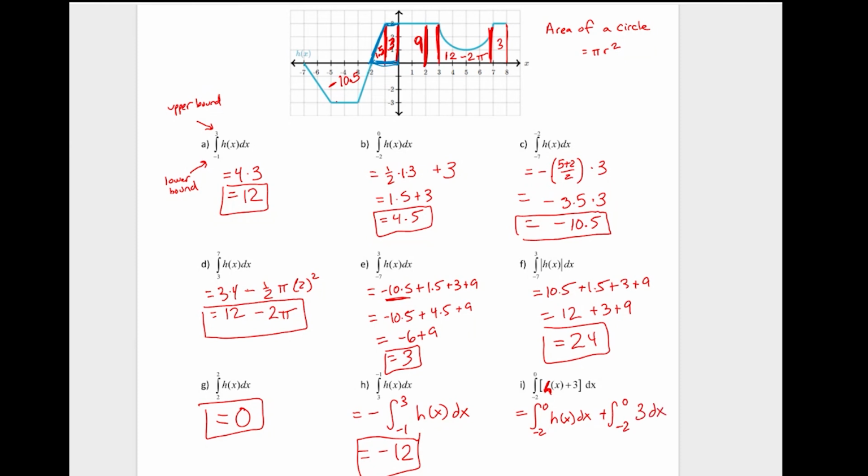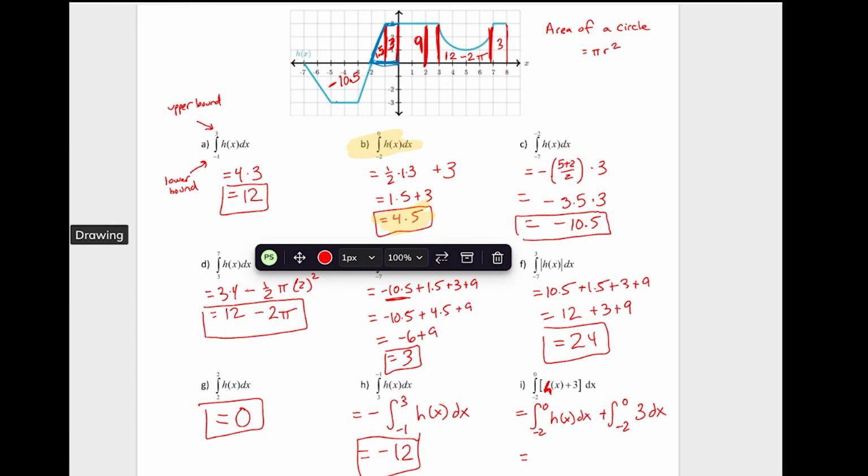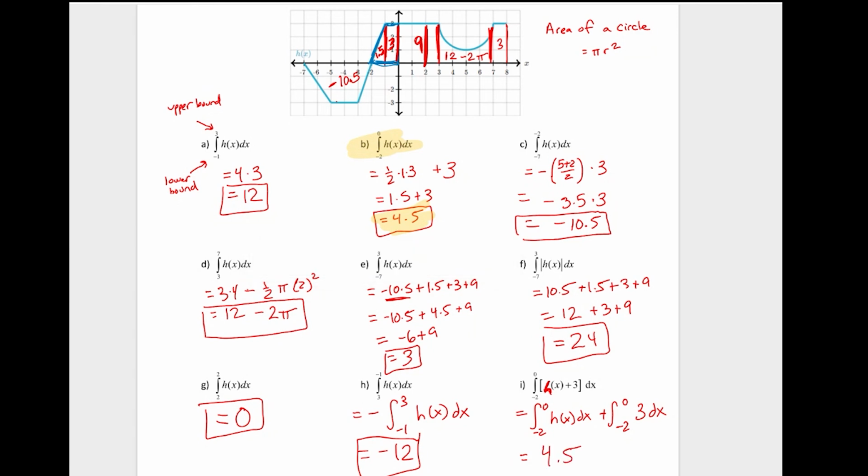Now for that first integral, we've already calculated that. That was letter B over here. Right, we know it's 4.5 or 9/2 if you want to leave it as a fraction. But we don't have the value of this other integral. So we've got to think about how we're going to calculate that.